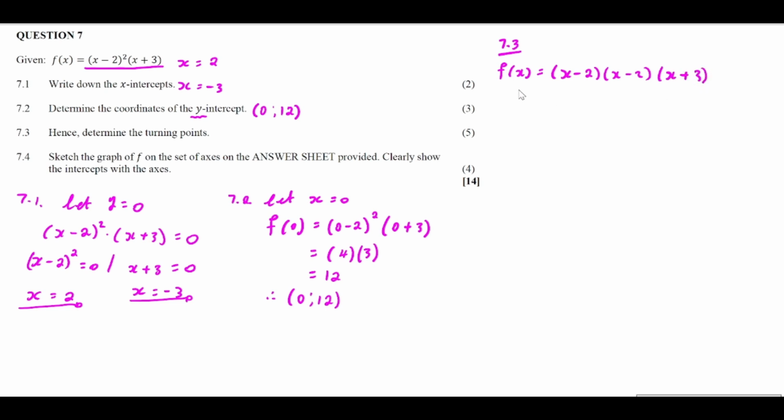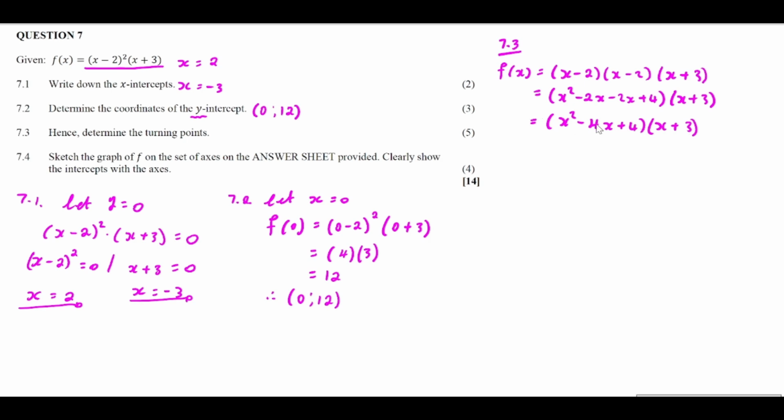Then you simplify this by using the FOIL method. It's going to be x squared minus 2x minus 2x plus 4. Be careful of the signs. Then you have (x plus 3). This is going to simplify to x squared minus 4x plus 4, into (x plus 3), and then you multiply everything here by this.